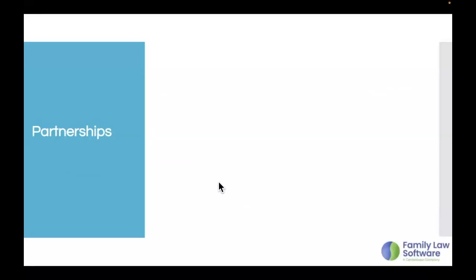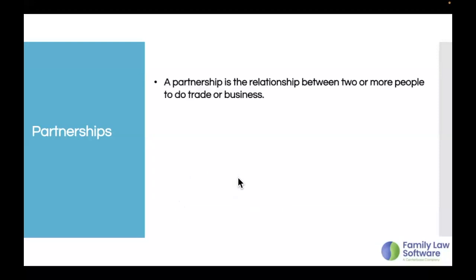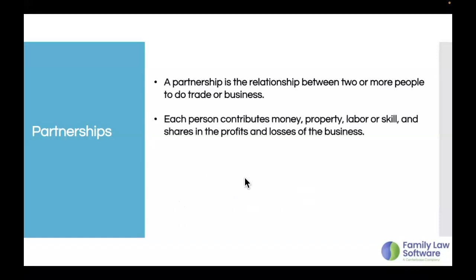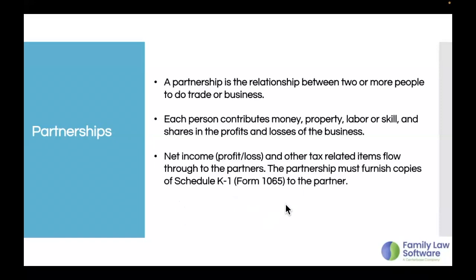So far, what we have discussed are individual businesses. But of course, it's usually not that simple. Sometimes you have multiple owners or partnerships. And so a partnership is obviously going to be a business relationship with multiple people. Each person is contributing to the business, and they share in these profits and or losses. And again, this income is flowing through to these business partners on their personal taxes.